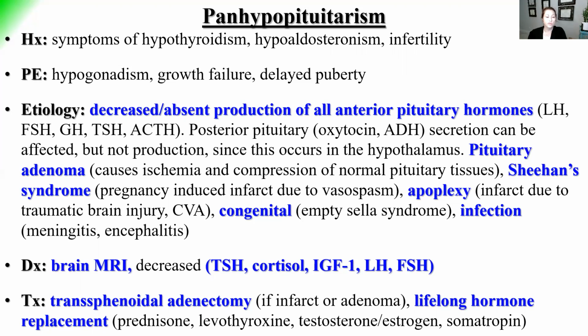We diagnose this with a brain MRI, and on labs, you're going to have decreased levels of TSH, cortisol, insulin-like growth factor, luteinizing hormone, and follicle-stimulating hormone. The way that we treat this is we take out that pituitary gland if it's dead. So if you have an infarct or you have an adenoma, you can remove that. But you do have to replace the hormones on a lifelong basis. So prednisone, levothyroxine, testosterone, estrogen, and somatropin.